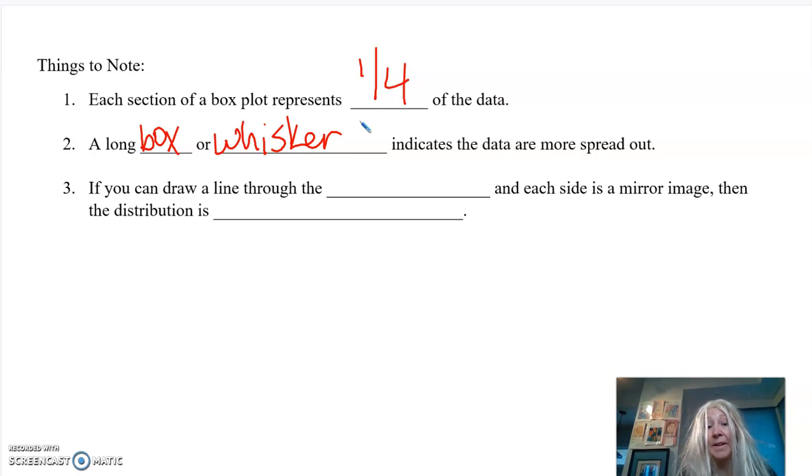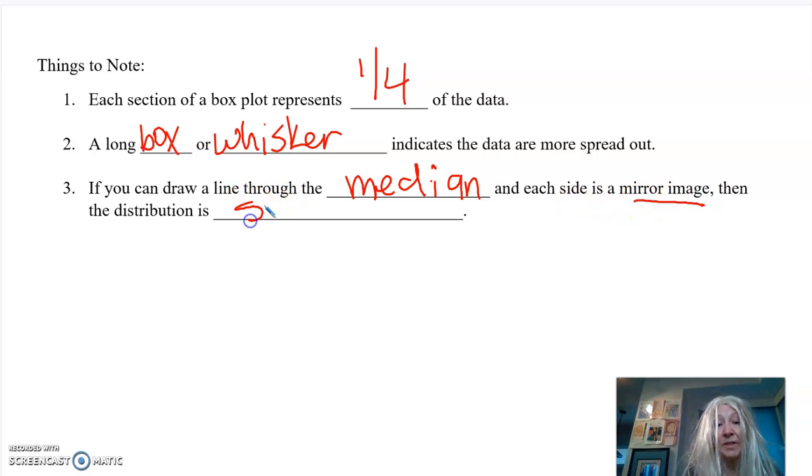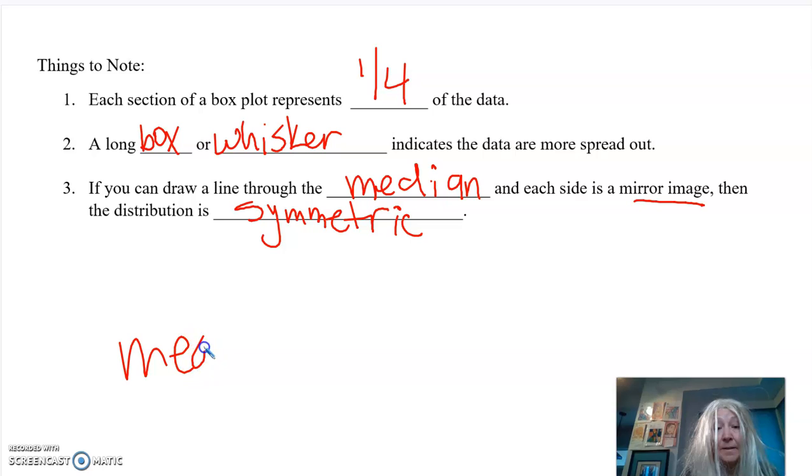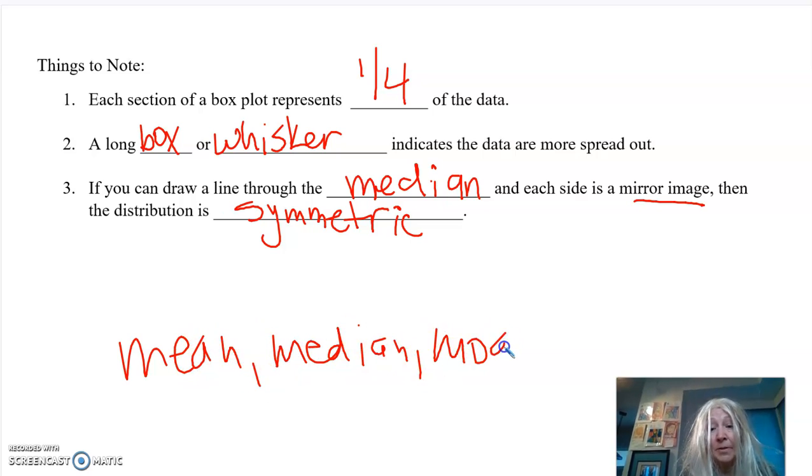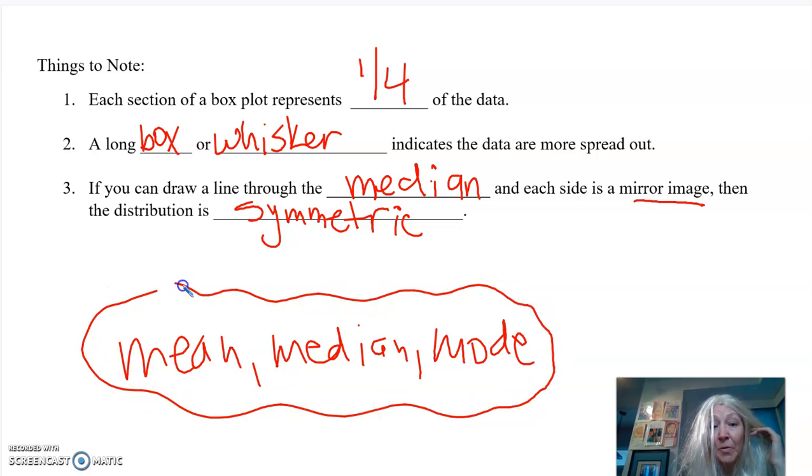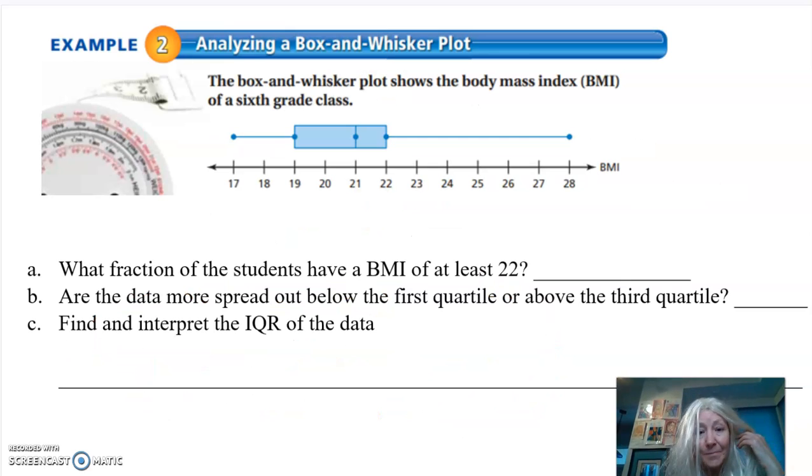If you can draw a line through the median, the very middle point in the box, and it's not always in the middle of the box. And if each side is a mirror image, then the distribution is symmetric. That's important because the measures of center that we use, the mean, the median, and the mode, are going to be affected, and whether your data is symmetric or skewed will change which measure of center you're going to use. Okay, so here we go.